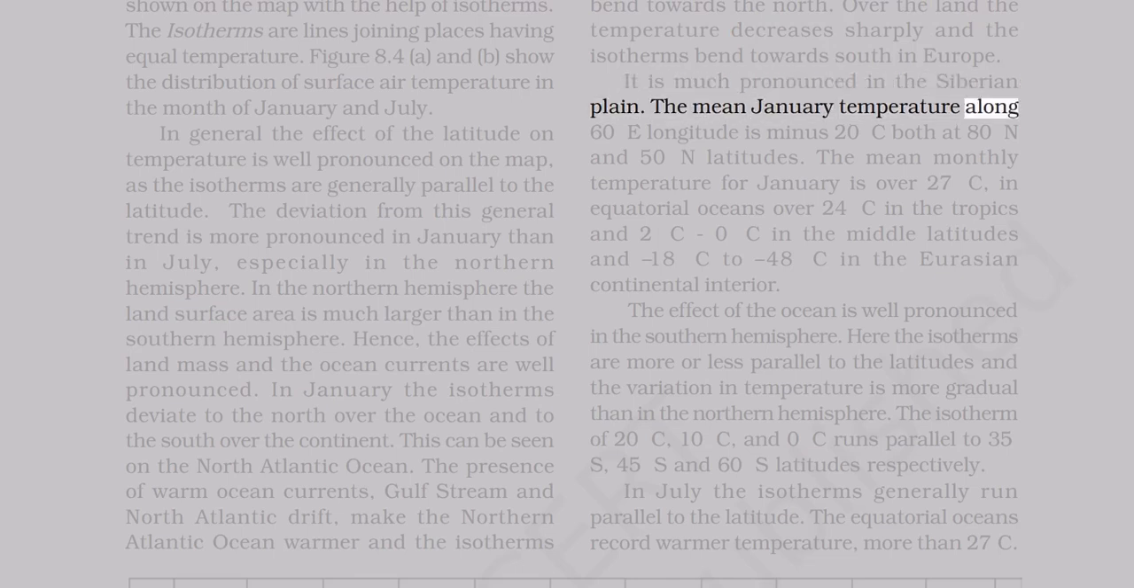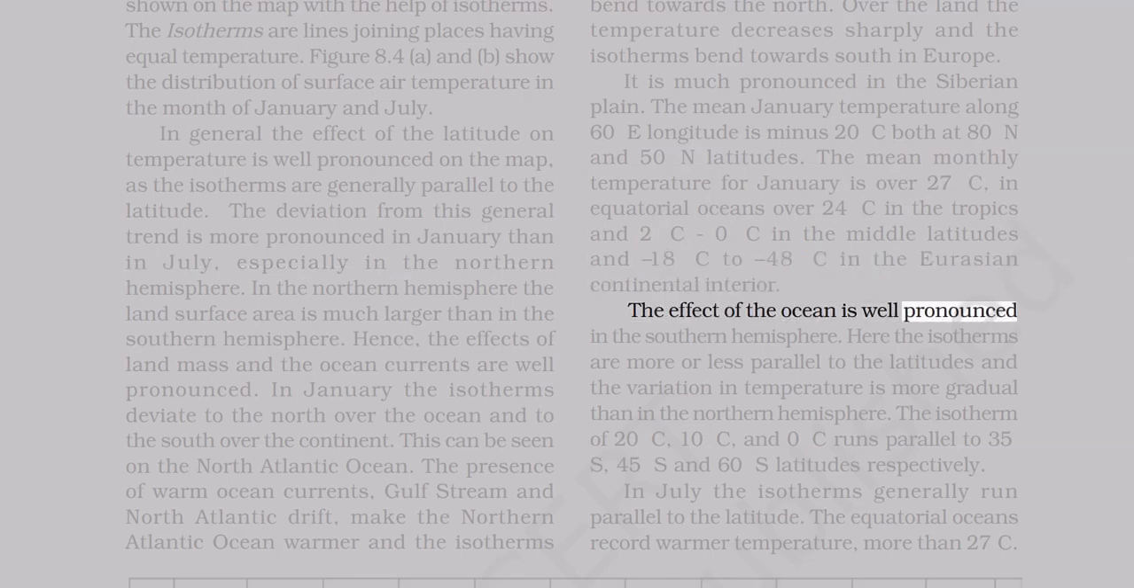The mean January temperature along 60 degrees east longitude is minus 20 degrees Celsius both at 80 degrees north and 50 degrees north latitudes. The mean monthly temperature for January is over 27 degrees Celsius in equatorial oceans, over 24 degrees Celsius in the tropics, and 2 degrees Celsius to 0 degrees Celsius in the middle latitudes, and minus 18 degrees Celsius to minus 48 degrees Celsius in the Eurasian continental interior.